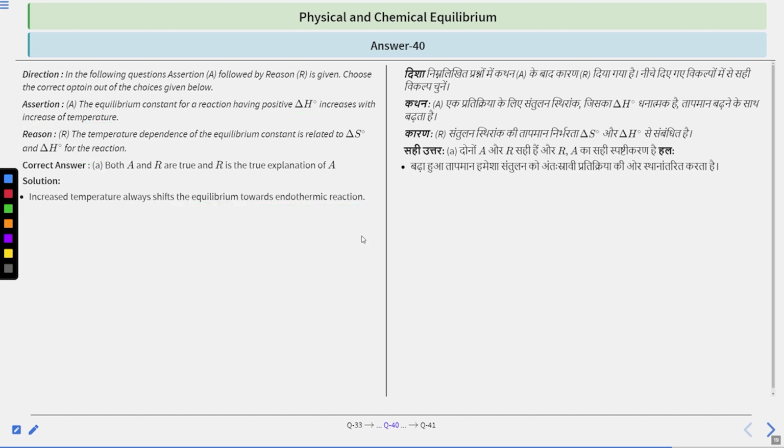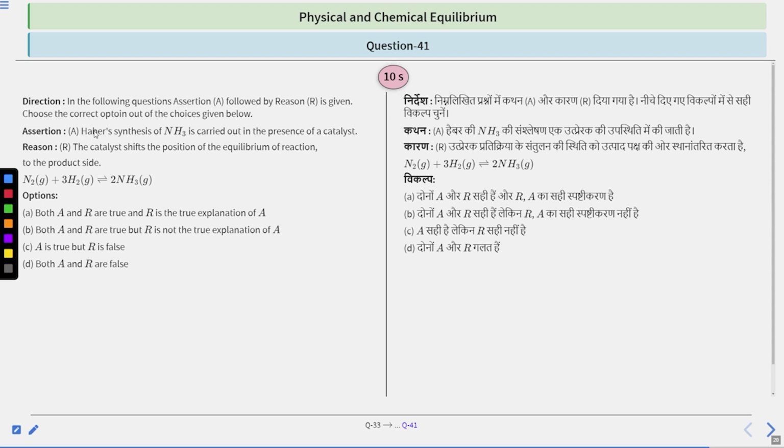Okay. Let's move to question number 41. Assertion: Haber's synthesis of NH3 is carried out in the presence of a catalyst. Reason: the catalyst shifts the position of the equilibrium of the reaction to the product side. The reaction is N2 plus 3H2 giving us 2NH3. Options are: both A and R are true, and R is the true explanation of A; both A and R are true, but R is not the true explanation of A; A is true, but R is false; or both A and R are false. So you have 10 seconds to solve this question. After that, we will see the answer.